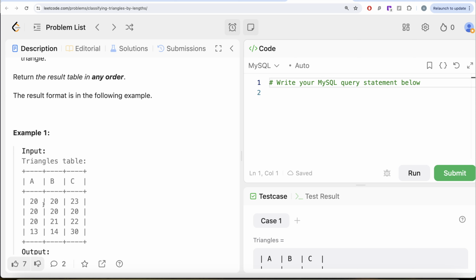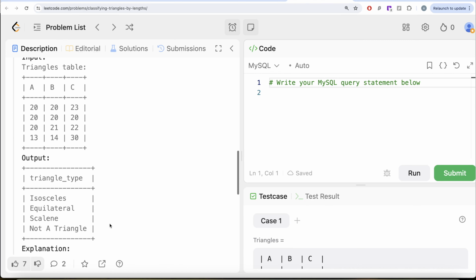All the other three can form a triangle, so then you need to determine the type of the triangle. Since two sides are equal, it is isosceles. Three sides are equal, so it is an equilateral triangle. None of the sides are equal, so it is a scalene triangle. And that is what we have in our output.